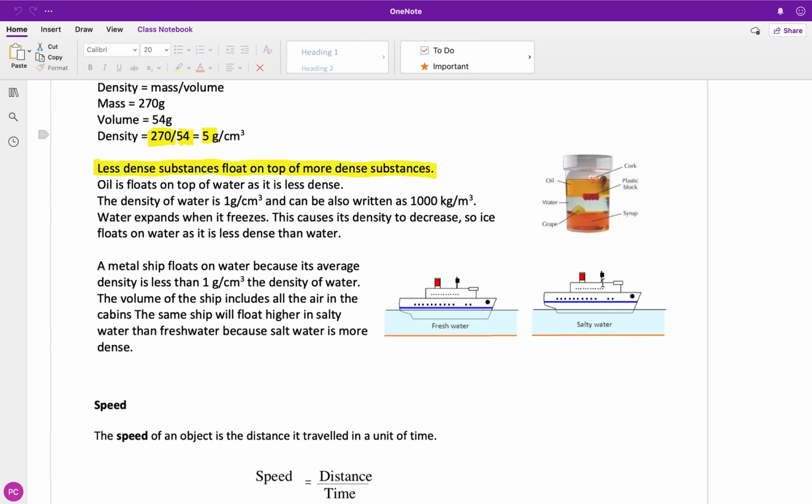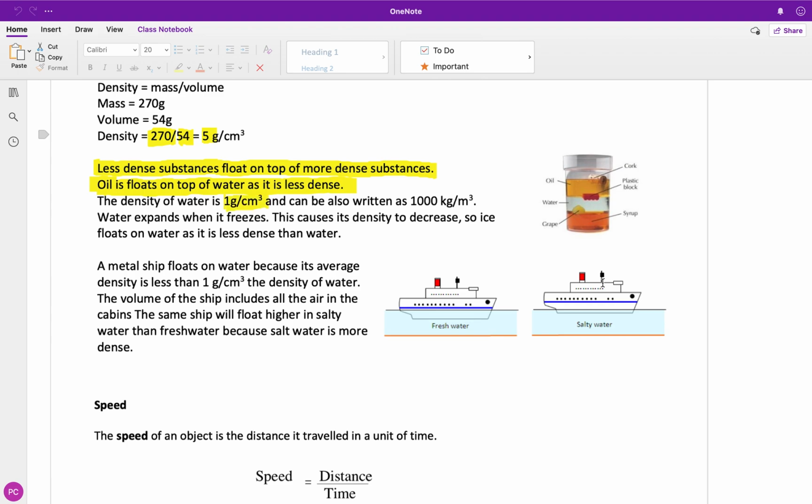So if I have a glass of water and I add some oil to it, the oil will float because it is less dense than the water it's put into. The density of water, we say, is 1 gram for every centimetre cubed. So if I have 1 centimetre cubed of water, it's going to be 1 gram.